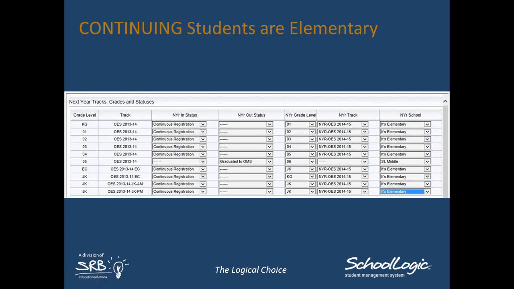Here's my elementary. Let's talk about those continuing students. Every grade except the 5th grade happens to be continuing students. That's why every grade except 5th grade has the 4 areas that I talked about filled in: in status, grade level, track, school. Notice it's only the students who are leaving me who are filled out differently. Now, let's see how they work.